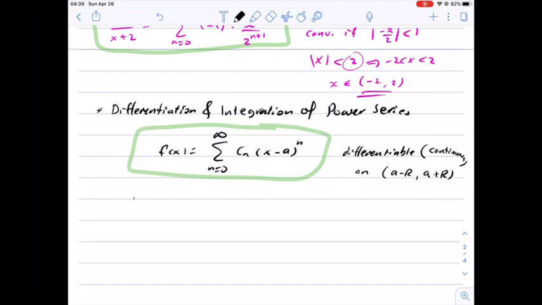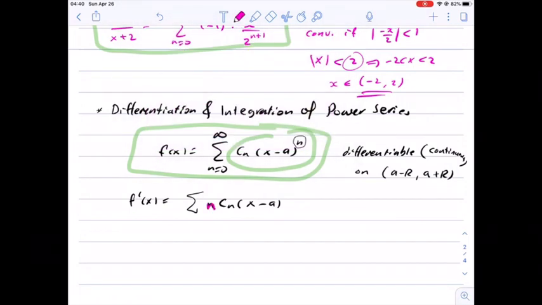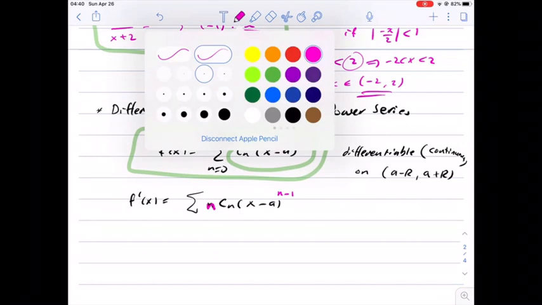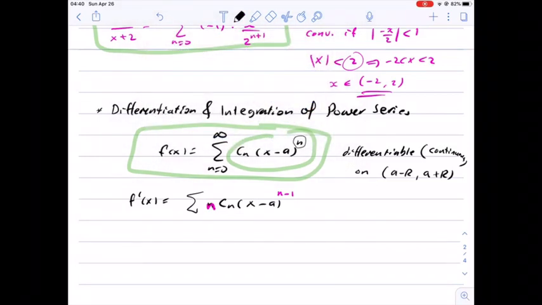And here is the derivative of this. How do we differentiate it? We differentiate it as if it's any known function. We have the series here. What is the derivative of the inner function? cn is constant. x minus a to the power n is differentiated by using the power rule. So the power is n, and then we subtract 1 from the power. This is how we differentiate, and instead of starting from n equals 0, we start from n equals 1.